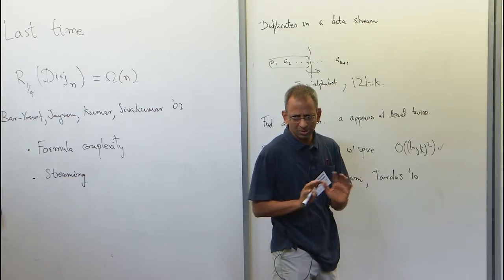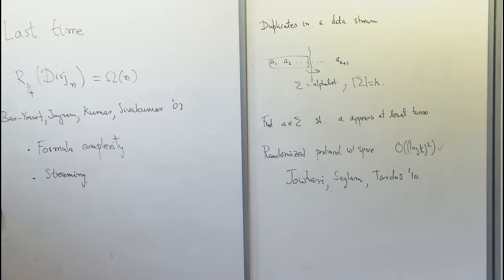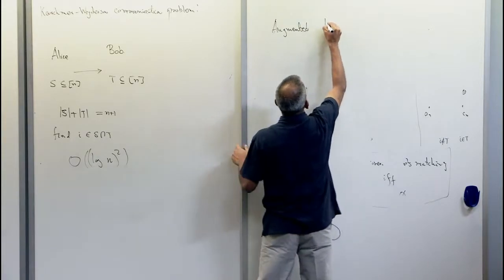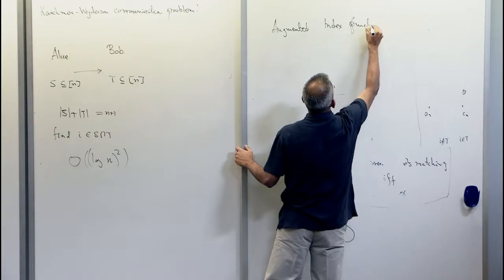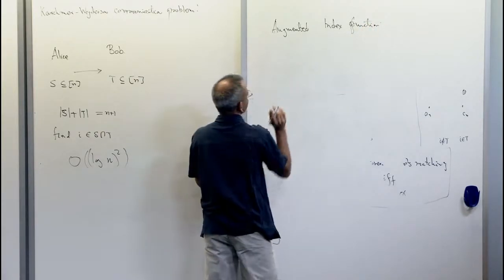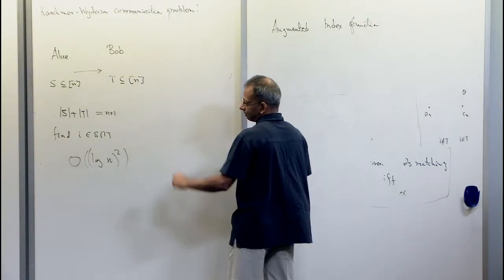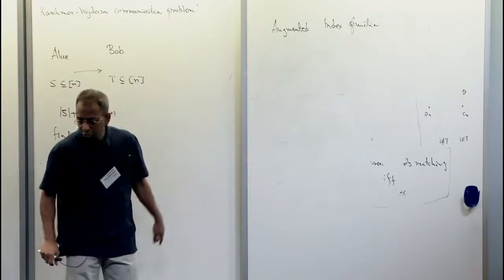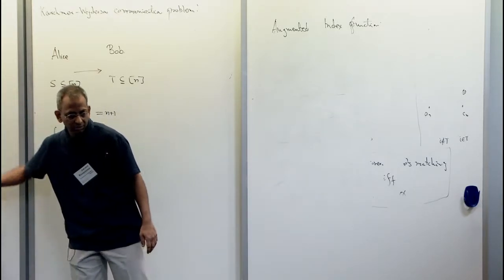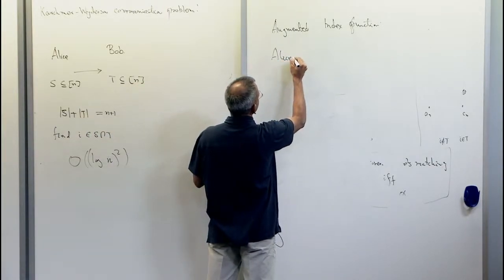the communication problem. So let me tell you what the index function problem is, and it turns out that Jayram et al. used the index function problem to show this lower bound. And what's the index function problem? It's a very natural problem.